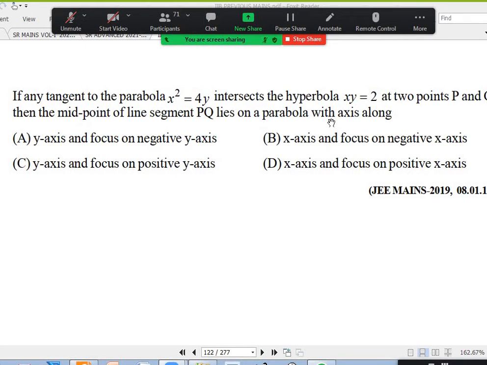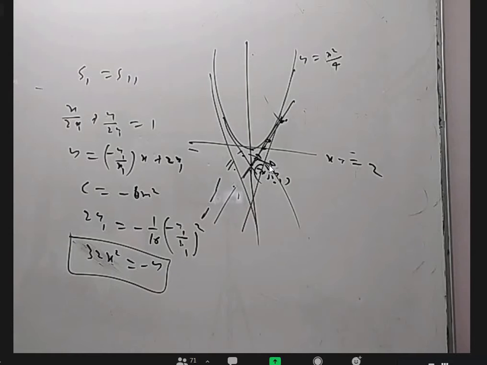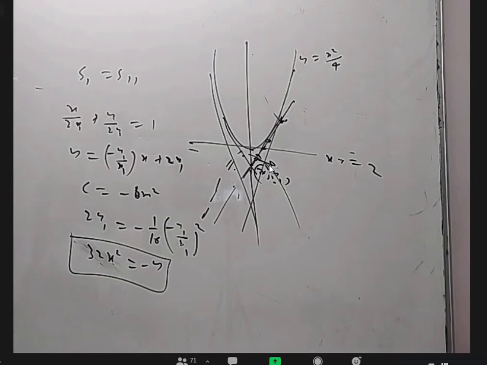So what is this? A parabola whose axis is along the y-axis, with focus on the negative y-axis. The answer is a parabola, already mentioned. So I think we can visualize the question, provided you know this: the midpoint of a chord of a hyperbola is the same as the midpoint of the same line as a chord to the asymptotes.